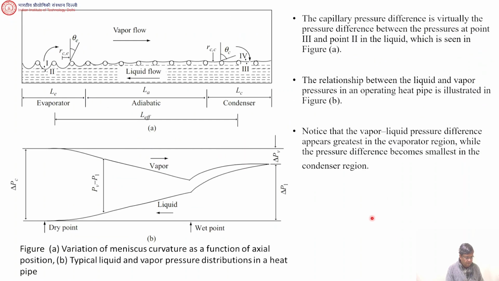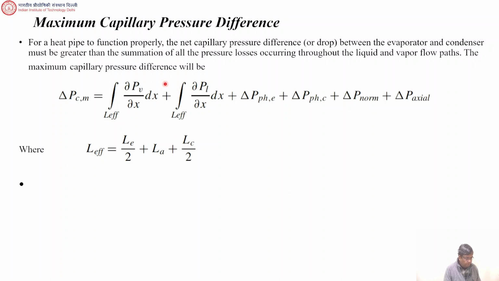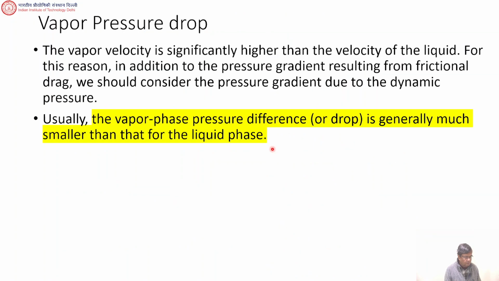Let's also recognize that these are the pressure drop profiles for the vapor and the liquid. If the vapor pressure here is PV, here it is something lower. The delta PV is actually quite small compared to delta PL, which is the pressure drop in the liquid. Here is the pressure drop of the vapor, here the pressure drop of the liquid.